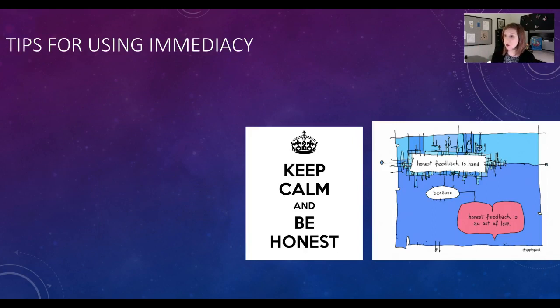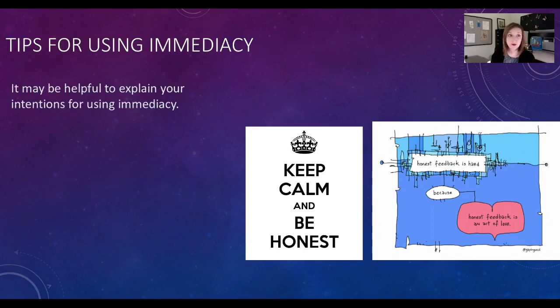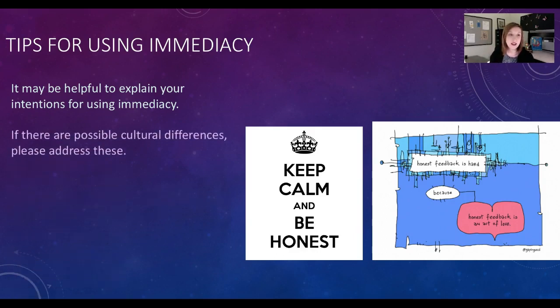So here are some tips for using immediacy. It may be helpful to explain your intentions for using immediacy. Obviously, it's a very direct way of talking that people in normal relationships don't tend to do, so it can be jarring, but if you explain that your intention is just to gain more understanding, to help the client understand themselves better, they usually will be more open to it, hopefully.